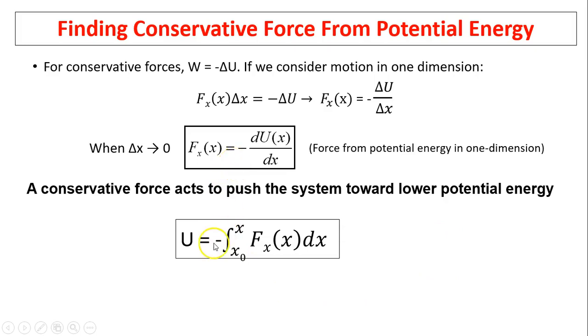From this equation, we can also find potential energy. Potential energy equals the integral of the conservative force with respect to dx, but it has a negative in front of it. So it's different from work, because potential energy is negative work, right? Change in potential energy equals negative work. So it's negative Fx dx.